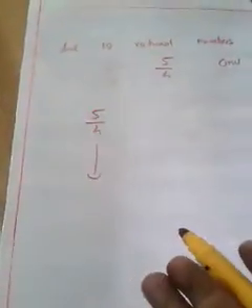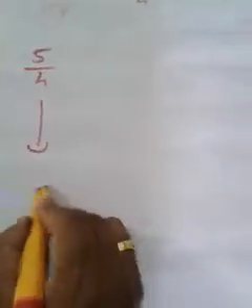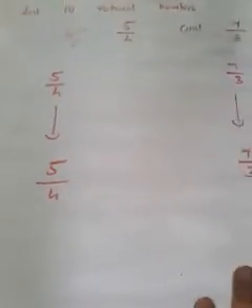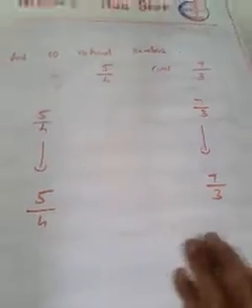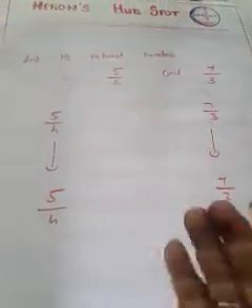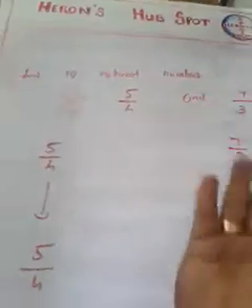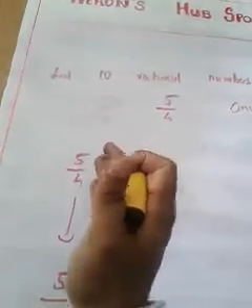Suppose I am going to make both denominators 12, what will happen? 5 by 4 and 7 by 3 are the rational numbers. I have to make the denominator 12. How did I get 12? When I started thinking about the common multiples of denominators 4 and 3, I got the number 12. 12 is a multiple of 4, 12 is a multiple of 3. In that way, I found that 12 is a common multiple of 4 and 3. So I am going to make both denominators 12.